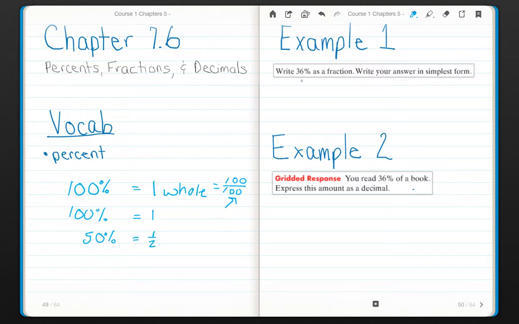Write 36% as a fraction. Then write your answer in simplest form. You always, when working with fractions, need to write your answer in simplest form, even if it doesn't tell you to. But if you're writing a fraction, it always goes into simplest form. So for 36%, you're going to write the original problem, 36%, is 36 100ths.